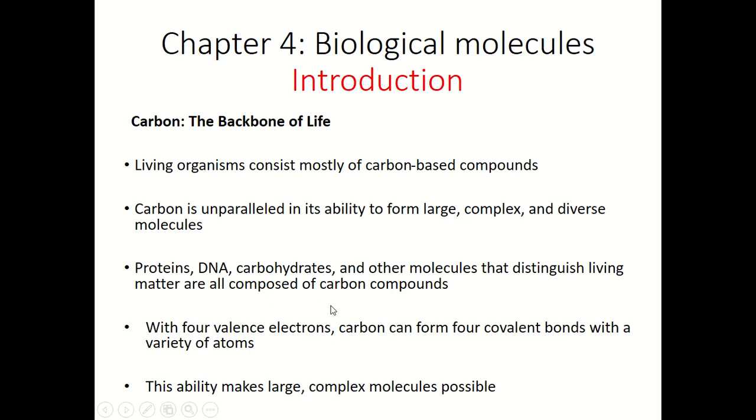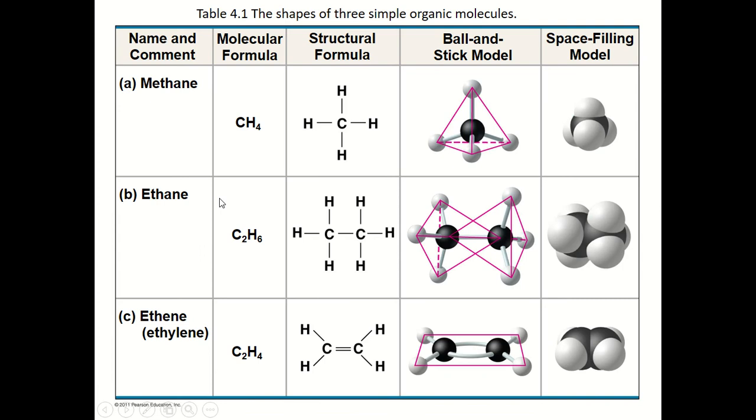These carbon compounds have 4 valence electrons. Therefore, they can form 4 covalent bonds with a variety of atoms. This ability makes carbon able to form large and complex molecules. Examples of molecules that contain carbon are methane, ethane, and ethene.